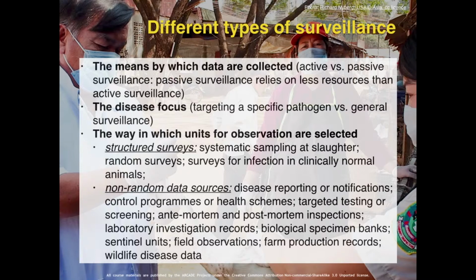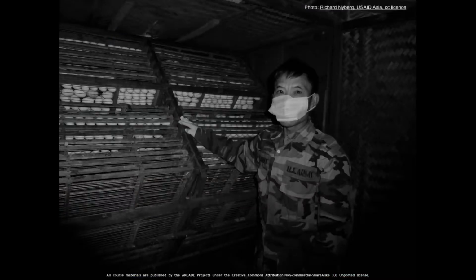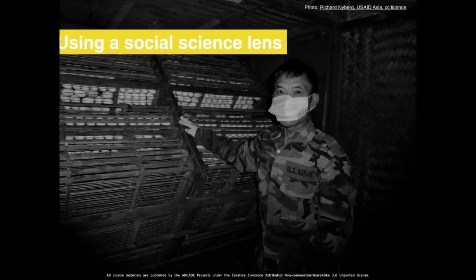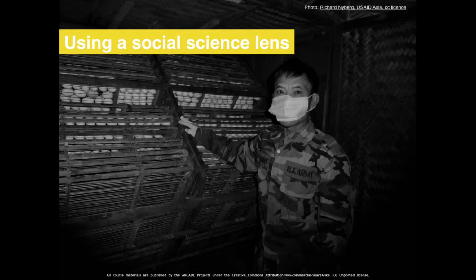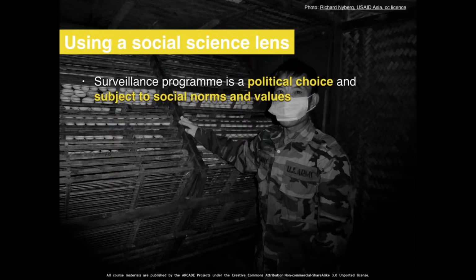We think of disease reporting or notification, any control programs or health schemes, targeted testing or screening, antemortem and postmortem inspections, laboratory investigation records, biological specimen banks, sentinel units, etc. The type of surveillance applied depends on the outputs needed to support decision-making. Putting in place a surveillance program is a political choice and is subject to social norms and values.